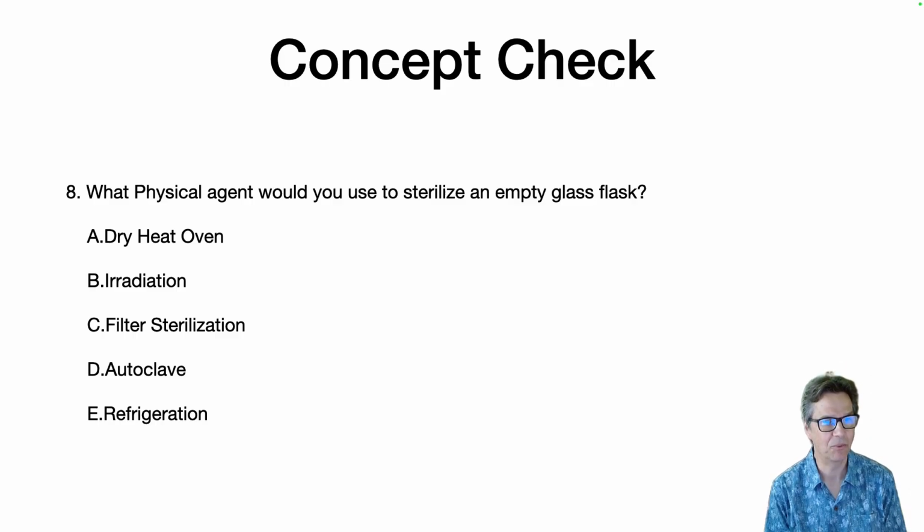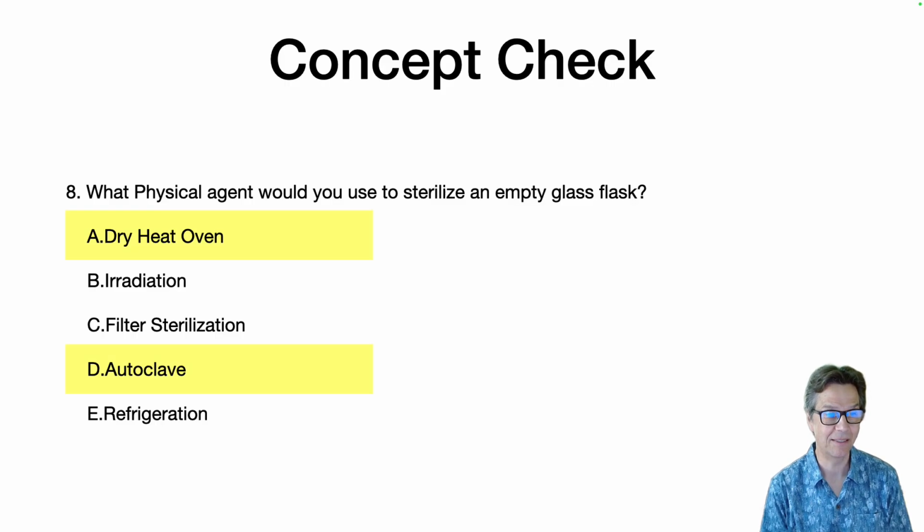What physical agent would you use to sterilize an empty glass flask? The correct answer is an autoclave. Now, a dry heat oven could also be used here.